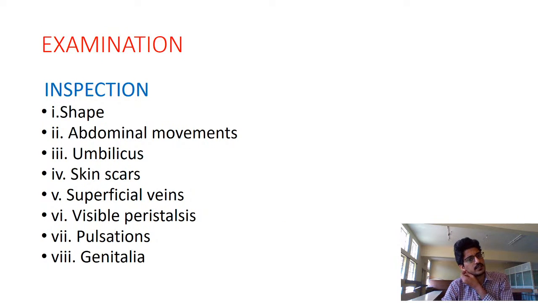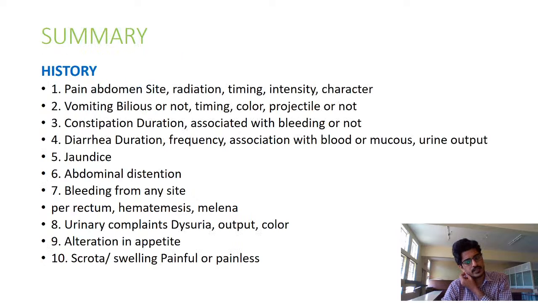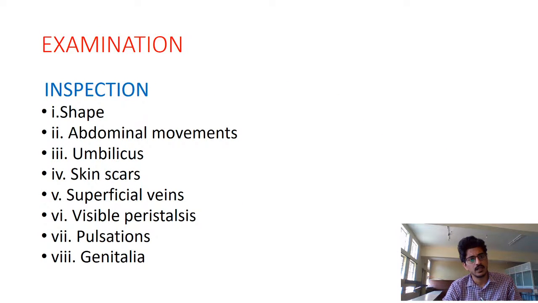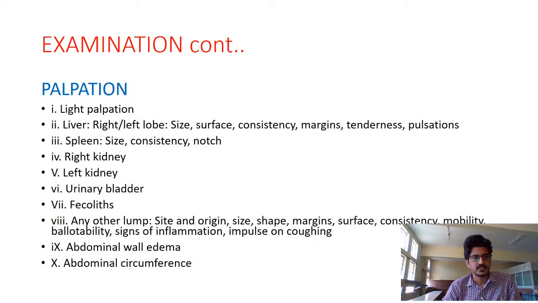So that is the history. In case of examination, again it's just a summary. Inspection: you have to see the shape, abdominal movements, umbilicus, skin, scars, superficial veins, visible peristalsis, pulsations, and genitalia. In case of palpation, superficial or light palpation, and in case of deep palpation, you have to go for the organ enlargement like liver. What is the right lobe, left lobe? What is the size, surface, consistency, margins, tenderness, and any pulsations are seen or not.